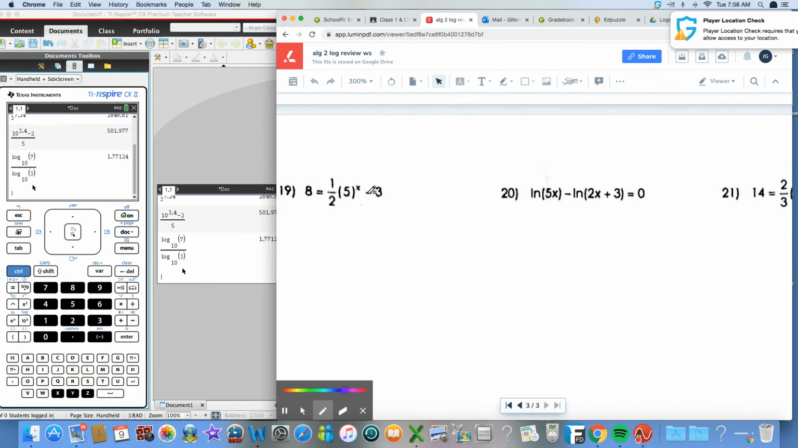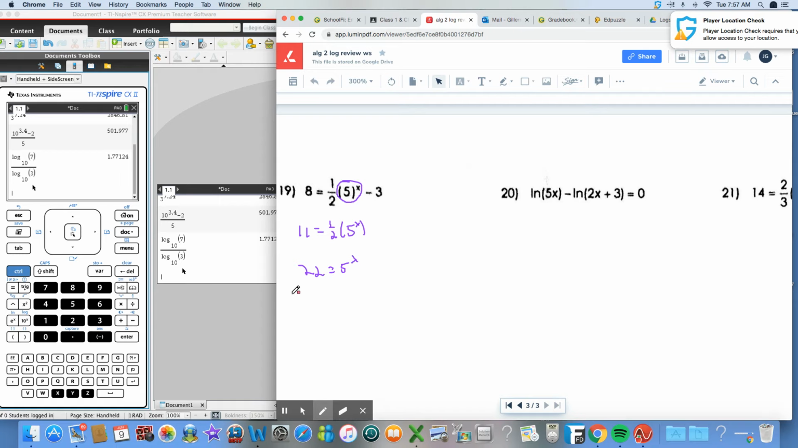All right, so exponential, get the exponential by itself first. Isolate it before we do the logs, all right? So add the 3 over, 11 equals 1/2 5 to the x, multiplied by 2, so I get 22 equals 5 to the x. Whoops, not 5x, 5 to the x.